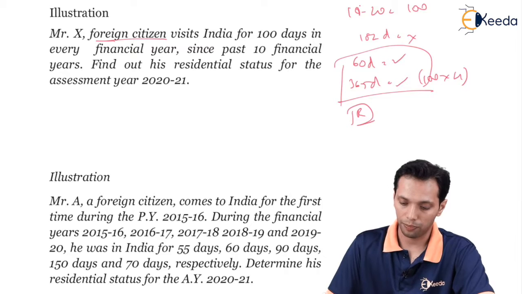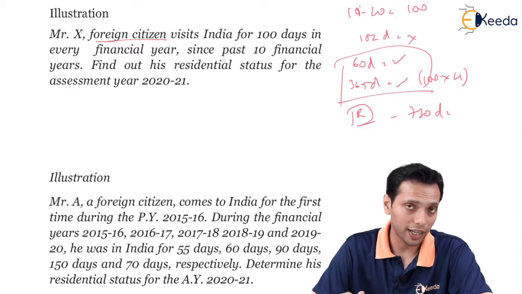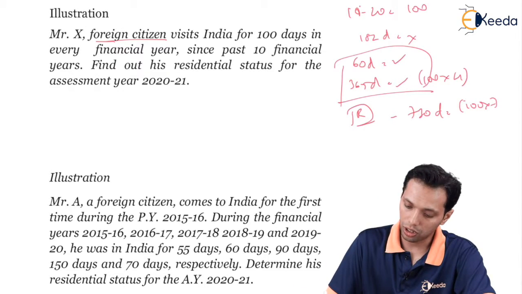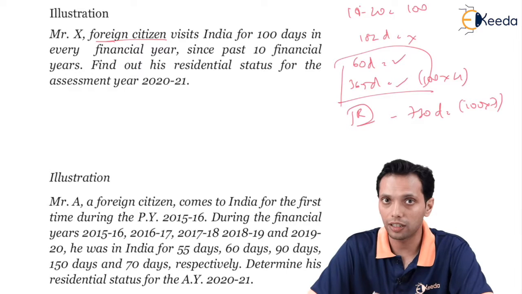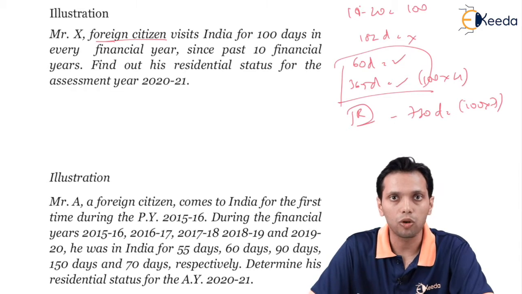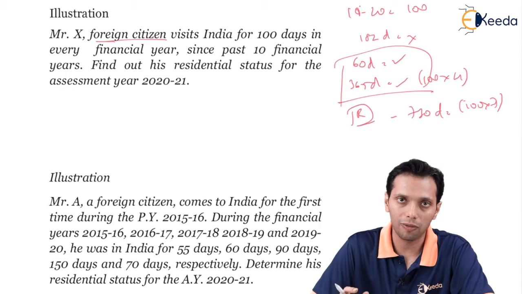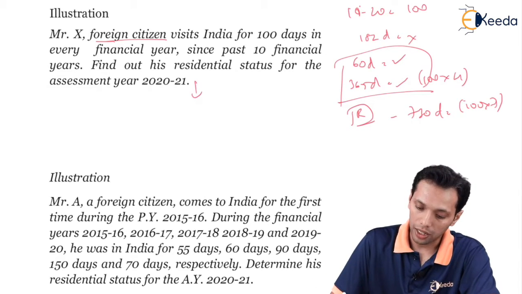So the two criteria, being 730 days, whether it is getting satisfied or not, in this case it won't get satisfied because 100 days for the past 7 financial years is 100 into 7, which is 700 days only, which is less than 730 days. And the second criteria is irrelevant in this case because both the conditions are to be satisfied, and over here the 730 days out of the preceding 7 years criteria is not getting satisfied. Accordingly, the person would be termed in this case as RNOR.